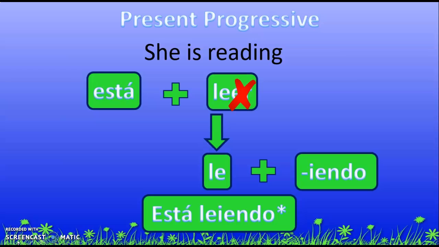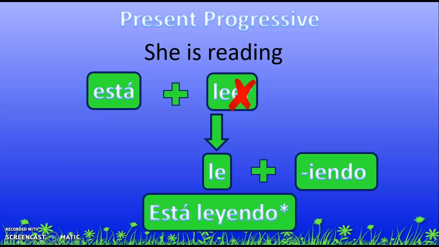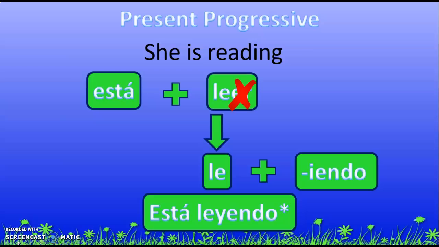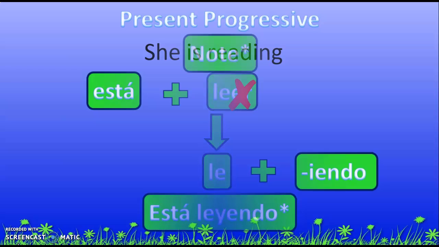However, in Spanish, if you end up with three vowels in a row, like E, I, E, you need to change the center vowel to a Y. So you will have leyendo. So did you see how the I changed to a Y? Let's go back. Originally, está leyendo turns to leyendo. Está leyendo. That happens with any verb that happens to have a double E in the infinitive form.